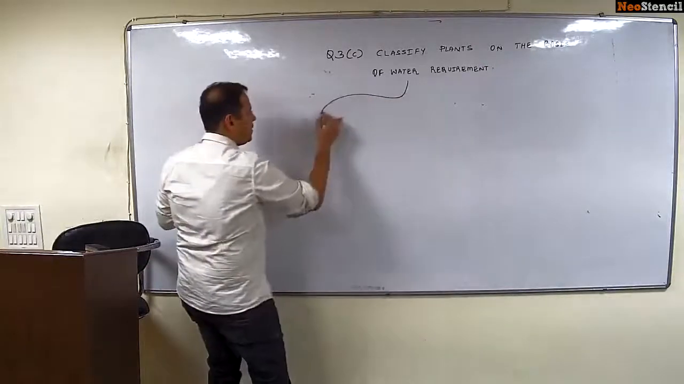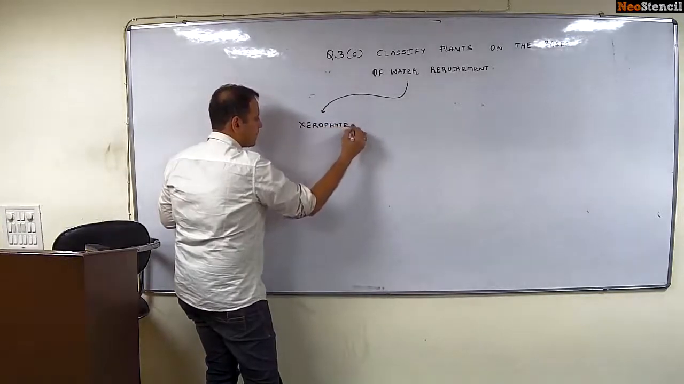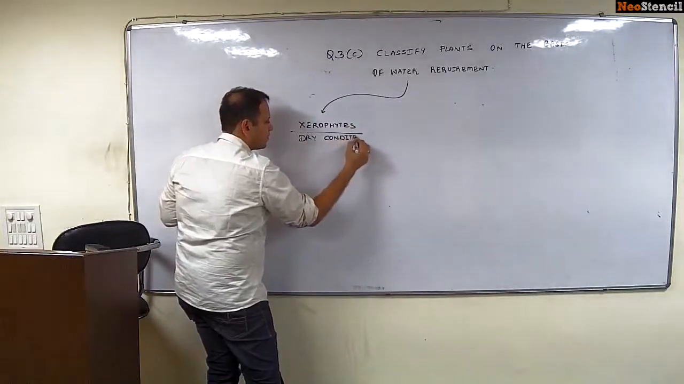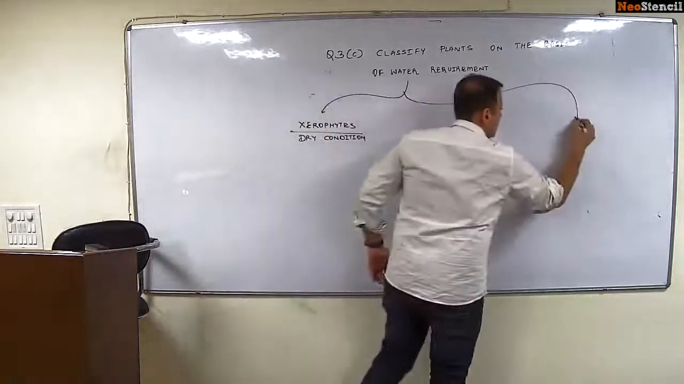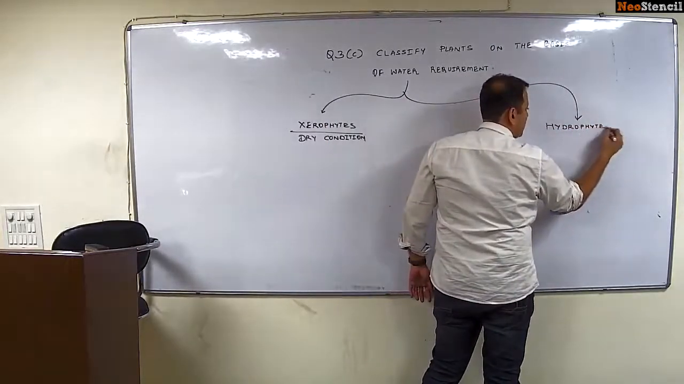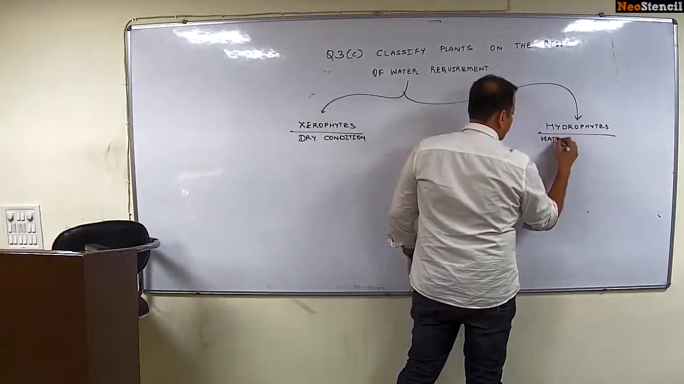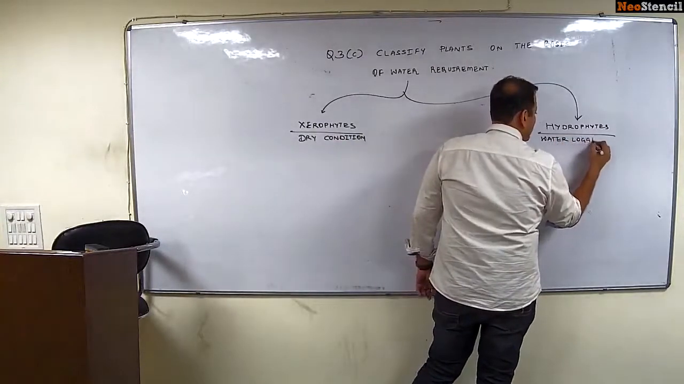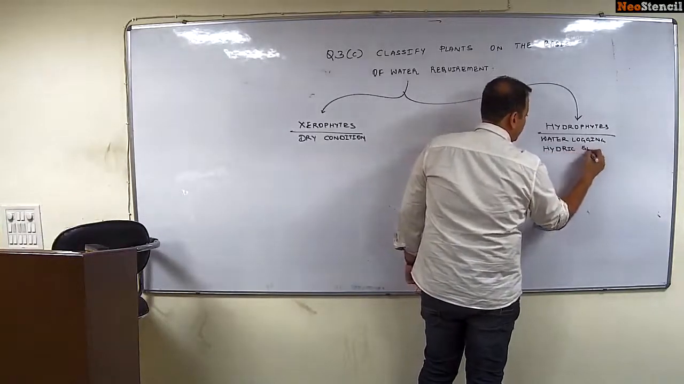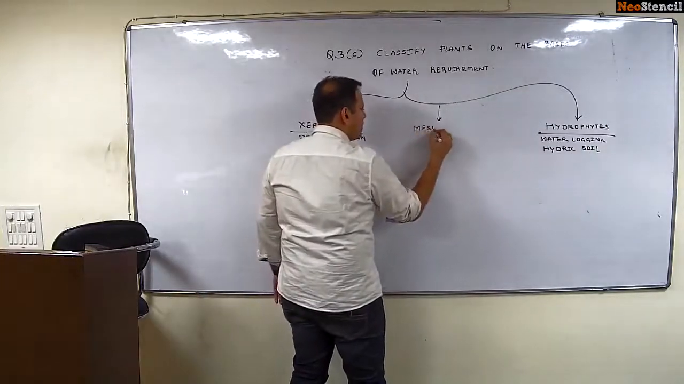So low water requirement: xerophytes, adapted to the dry heat. High water requirement: hydrophytes, adapted to waterlogged conditions, in the regions of hydric soils. What do you mean by hydric soils? Less oxygen level. And between the two are the mesophytes, adapted to the intermediate conditions.